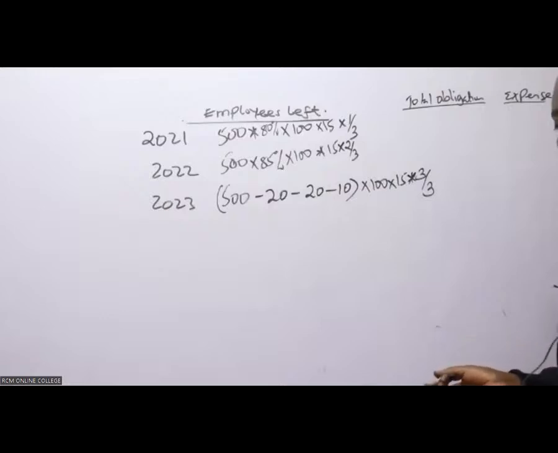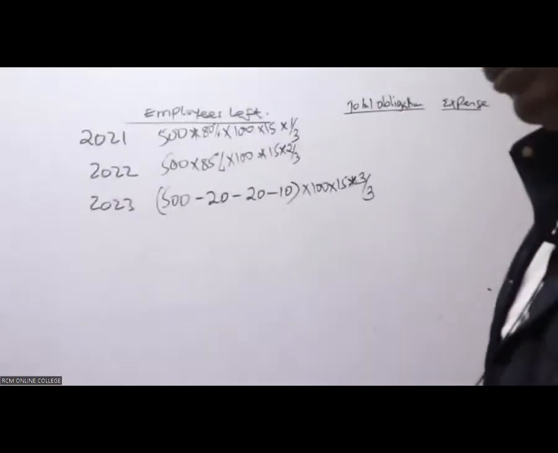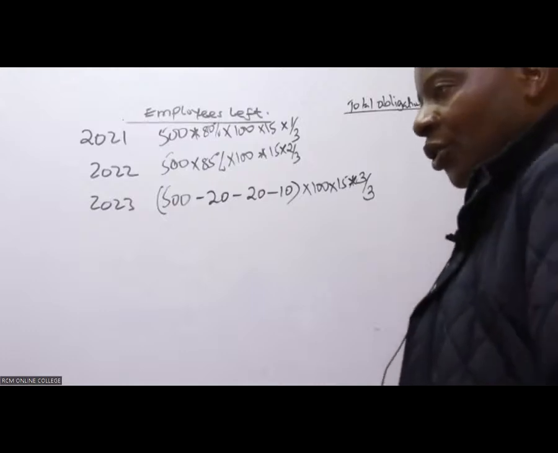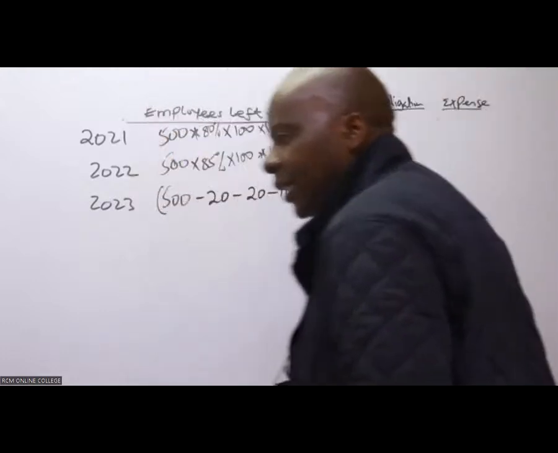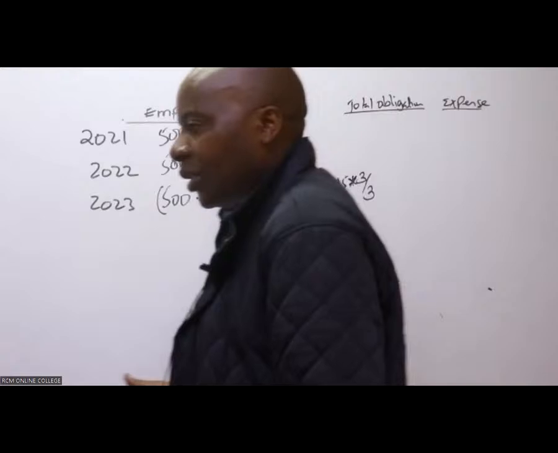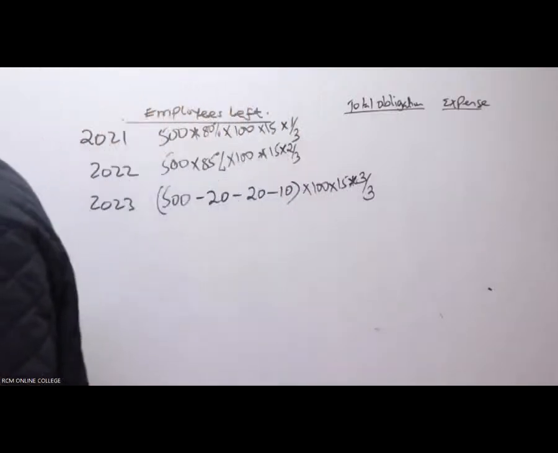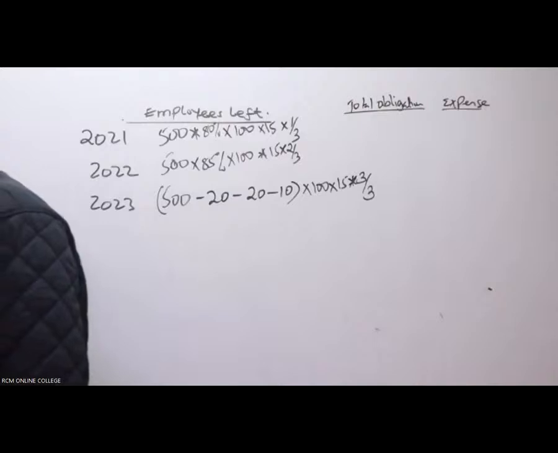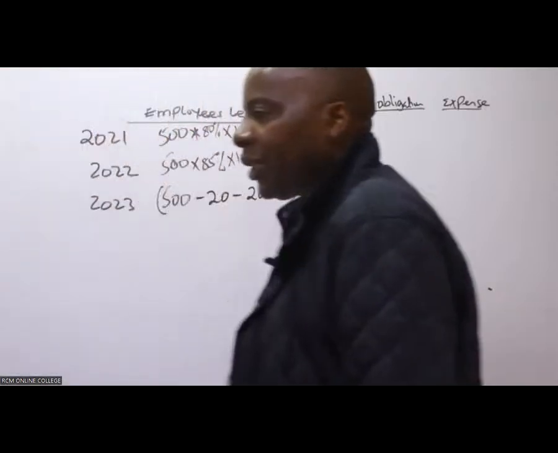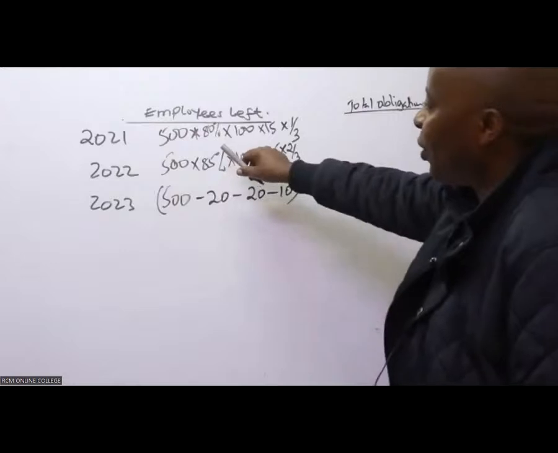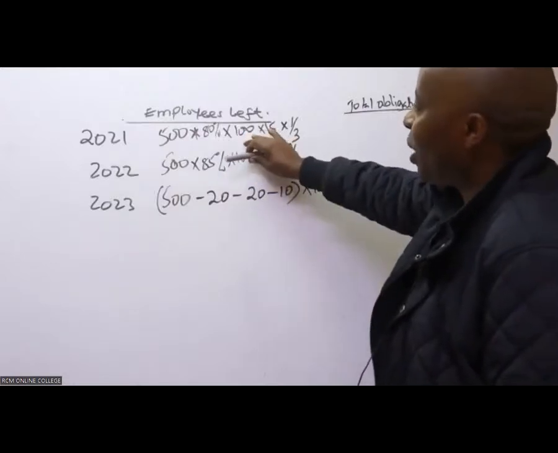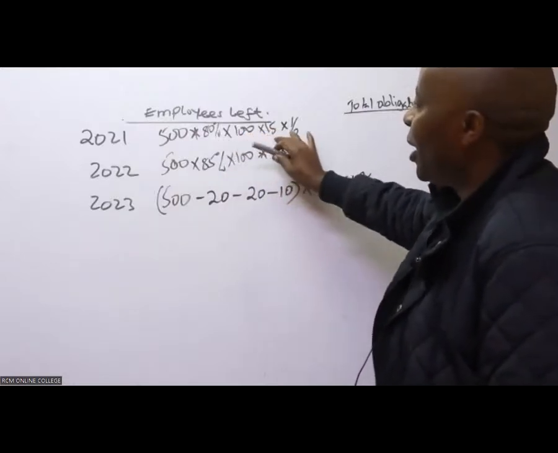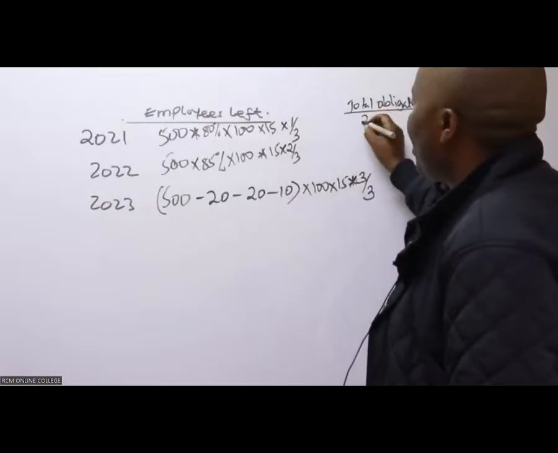Who is able to give me this figure really? According to Sam, he is getting 200. Who is telling me the truth? Cole is getting 400. Total obligation: 200,000. Please, Sam, check again. 1.3 million? How? 500 times 0.8 times 100 times 15 divided by 3 should be 200,000.